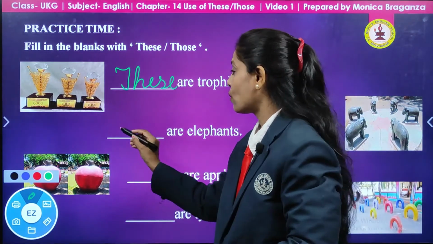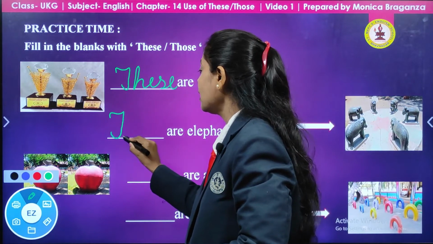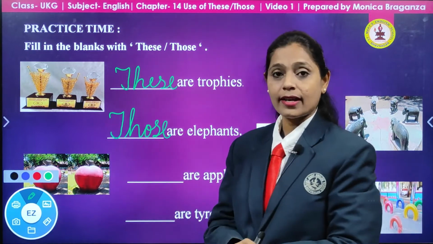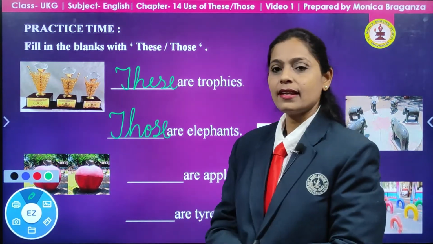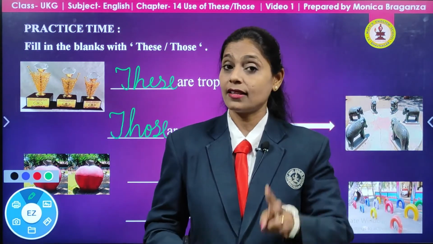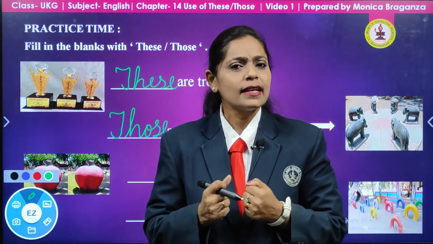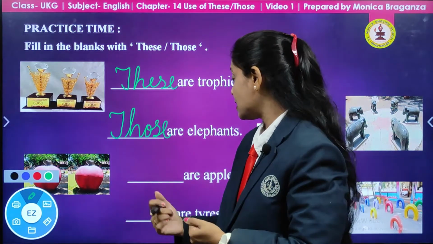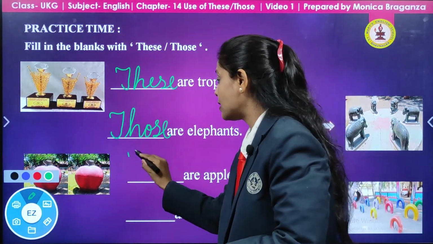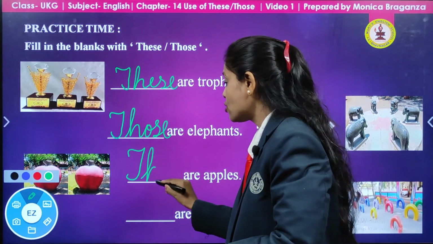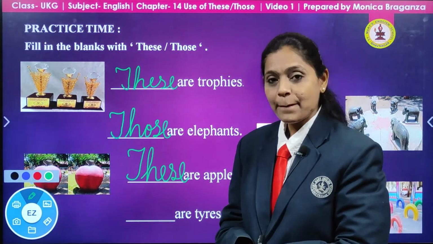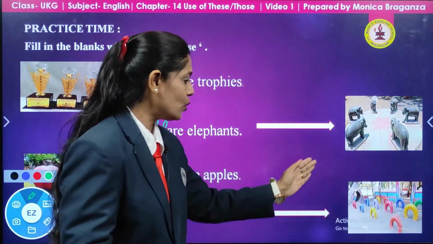T-H-O-S-E, those. Right. Very good. Now look at the next picture. Can you see apples? How many apples are there? Correct. There are 2 apples and they are near to us, right? So when they are near to us, what are we going to write? Yes, we are going to write these. T-H-E-S-E, these. These are apples. Very good.